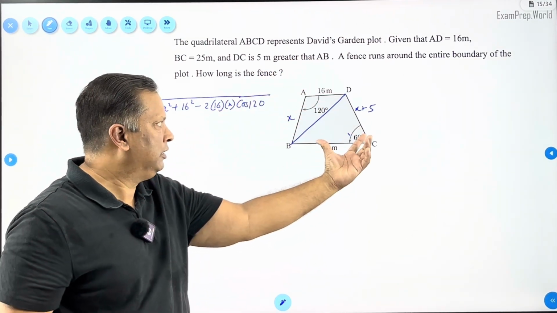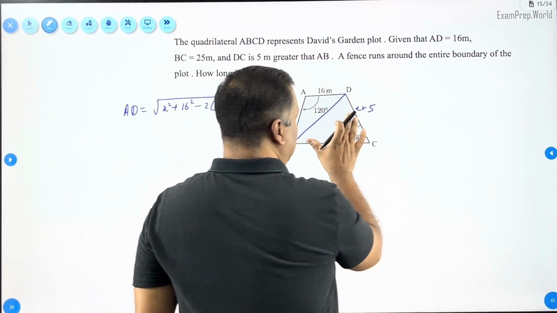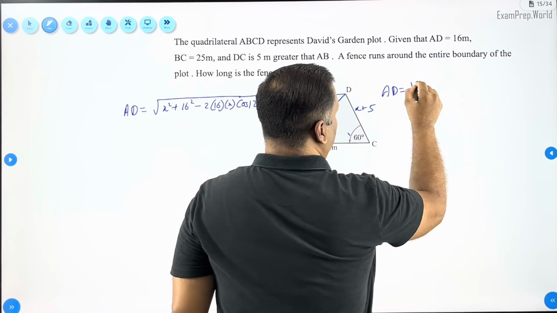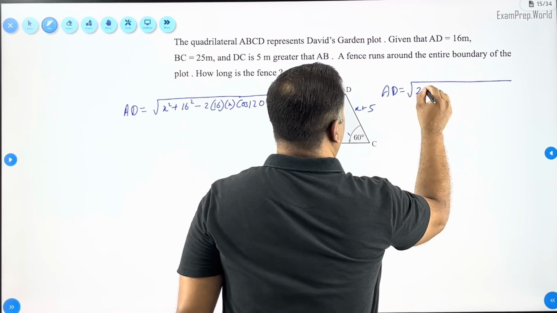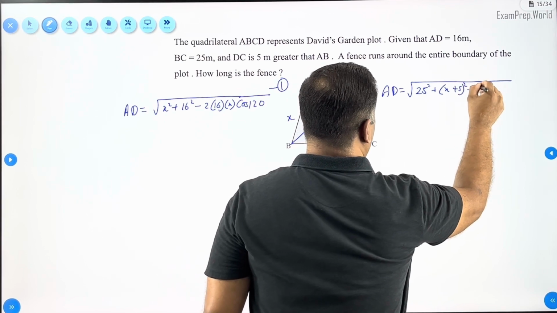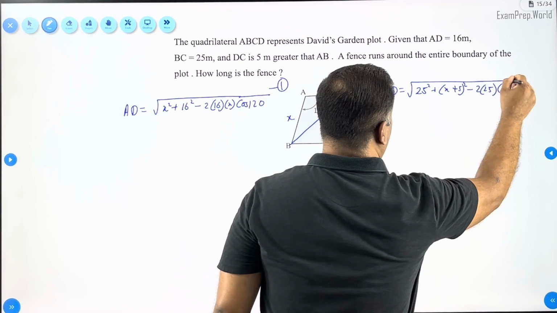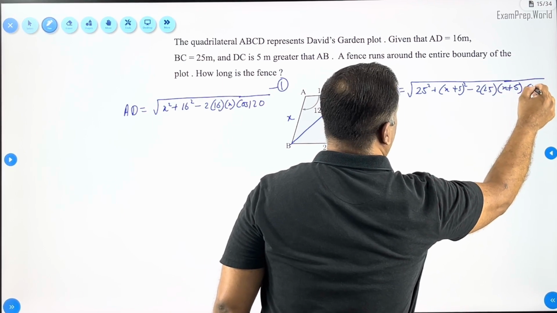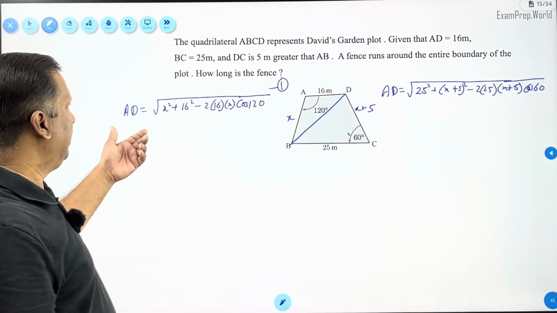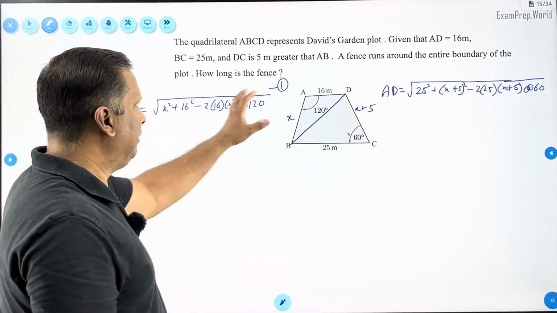This is my equation 1. Now I am using the below triangle to find BD. BD will be equal to root of 25 square plus x plus 5 whole square minus 2 times 25 times x plus 5 cos 60. Now you see, I found BD with the above triangle and BD with the below triangle. Now the job becomes very easy. Both are BD, I will equate them.